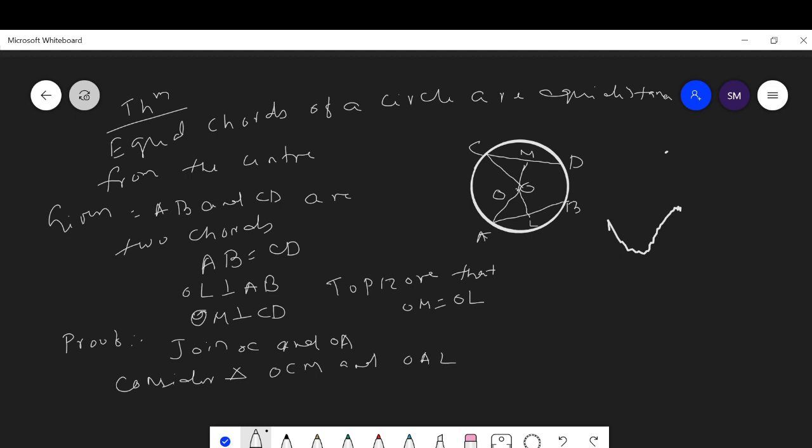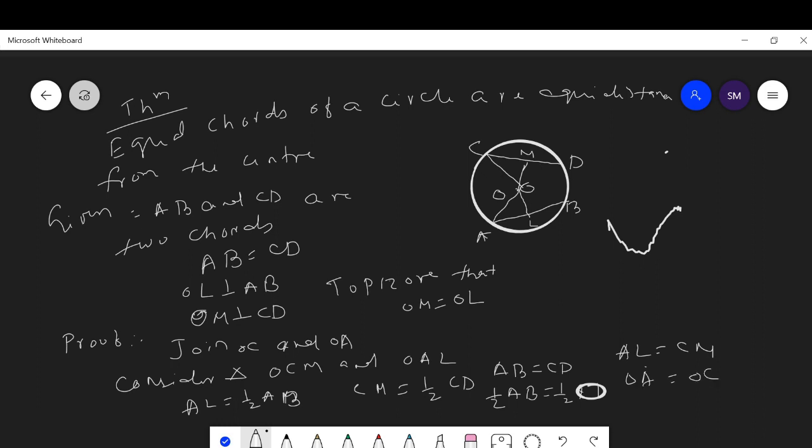the chord. This means AL is equal to half of AB, and CM is equal to half of CD. As AB is equal to CD, half of AB is equal to half of CD, which means AL is equal to CM. And OA is equal to OC, since these are the radii of the circle.